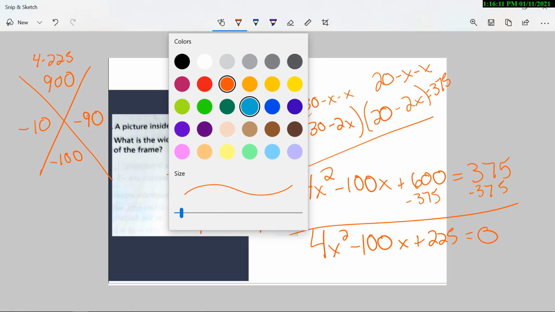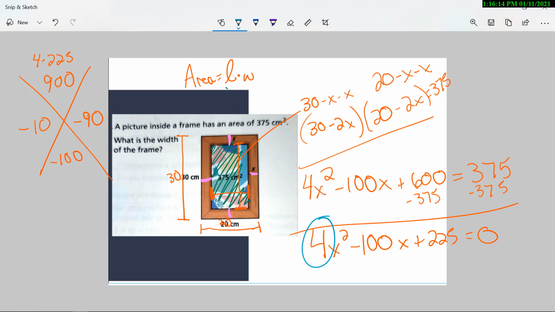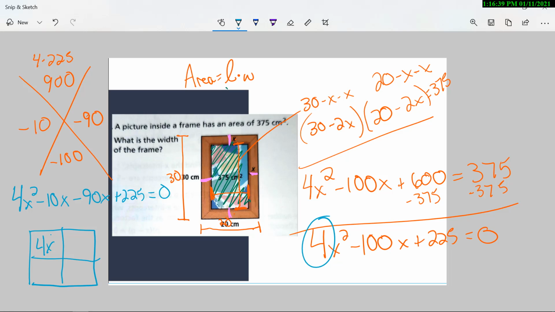Now, unfortunately, our coefficient of x squared is not 1, so we have to do it the long way. 4x squared stays the same. Instead of negative 100x, we have negative 10x and negative 90x. And then we still have our 225, and of course all that equals 0. Let's do the box this time. Well, it takes up more space than the parentheses. So 4x squared, negative 10x, negative 90x, and 225.